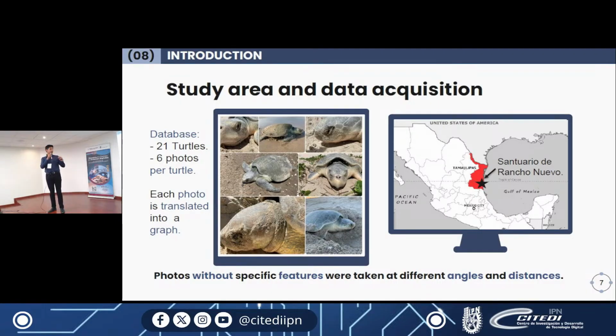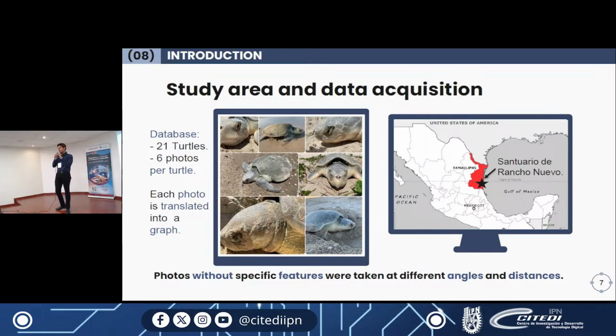This is about the study area and data acquisition. The database has 21 individual sea turtles. For each individual, we have 6 photos. As you can see, it's a small database. This is some images from the database. Also, you can see the difference between each image. We don't have a specific feature for the image. The main idea is to translate each photo into a graph, and with the graph, we will train the model.